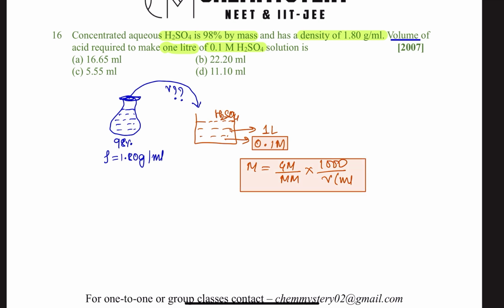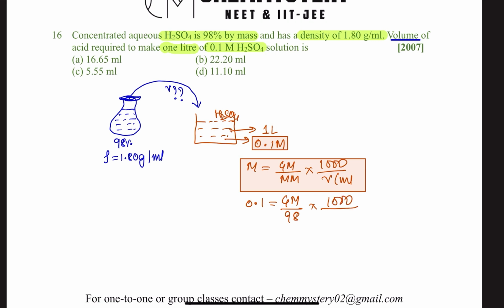Given mass, we don't know. Molarity is given to us, that is 0.1 molar. Given mass, we need to find out. The molecular mass of H2SO4, so many times we have calculated, is coming as 98. You can also calculate and check. Into 1000 divided by volume.